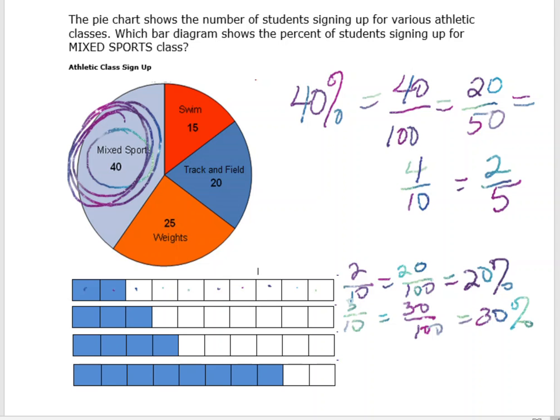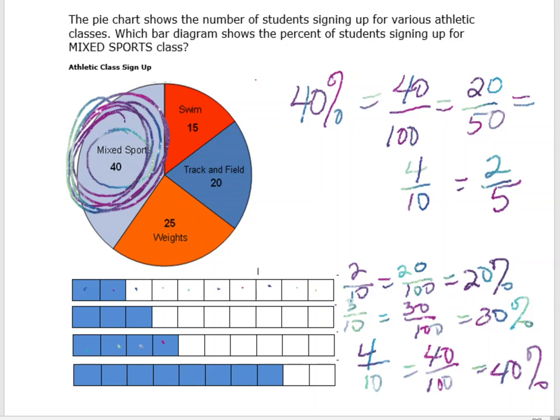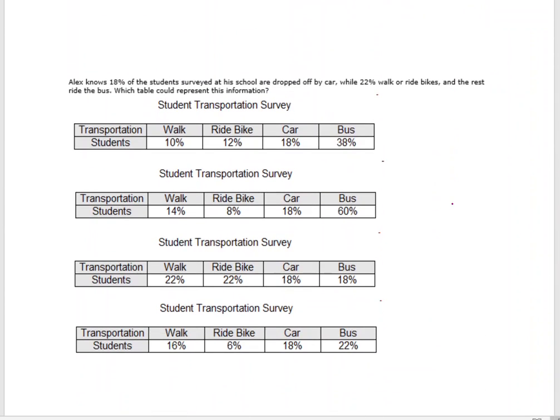1, 2, 3. 3 out of 10 is equal to 30 out of 100, which is 30%. That is also not the mixed sports model. 1, 2, 3, 4 shaded. 4 out of 10 is equal to 40 out of 100, which is 40%. That would be equal to the mixed sports model. So we can see how percent could be equal to any equivalent fraction with a different denominator, as long as that fraction can be equal to the percent out of 100.